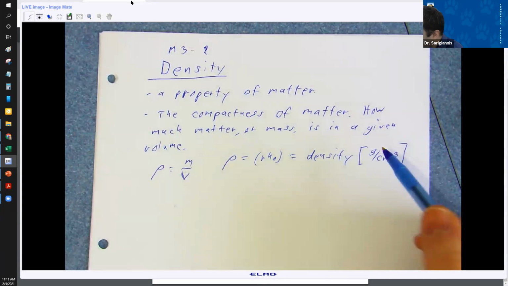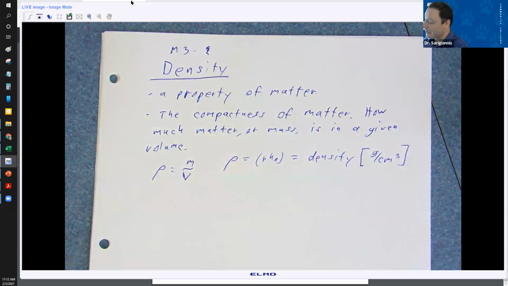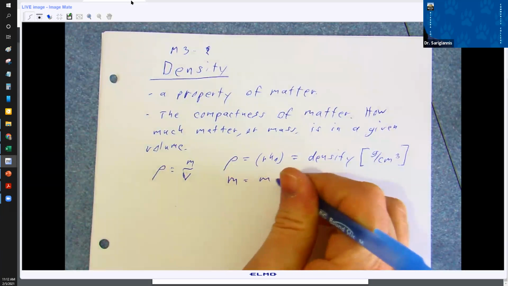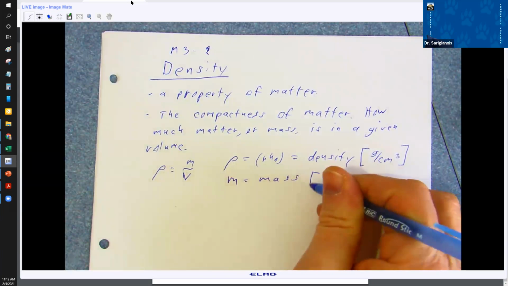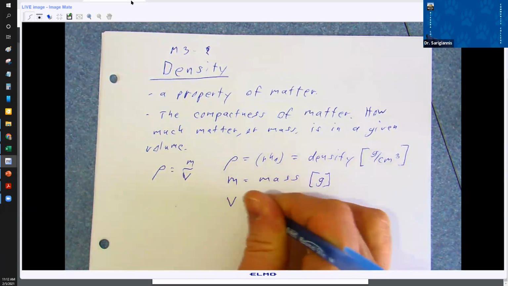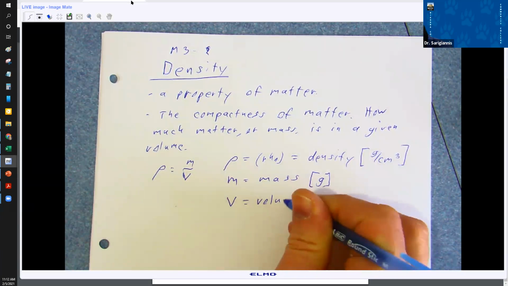But it can really be any mass per unit volume, right? It could be kilograms per cubic meter or pounds per cubic foot. We're going to use, in this class, pretty much grams per cubic centimeter. And the mass here, M, is mass, and those units are grams, and V is volume in this equation.